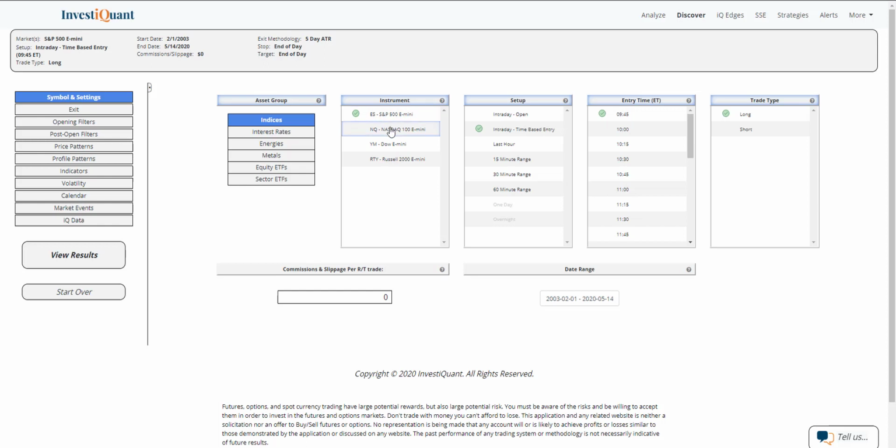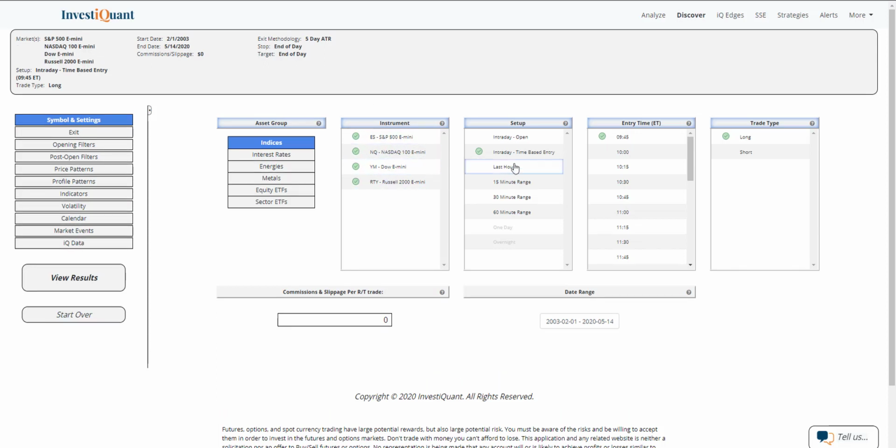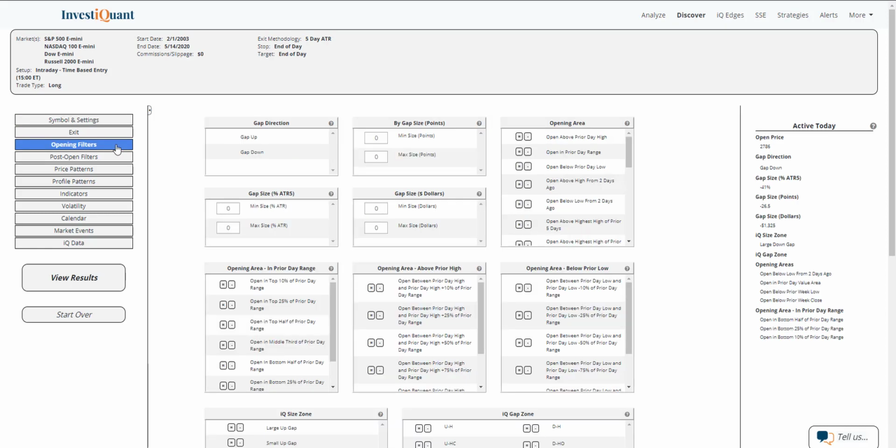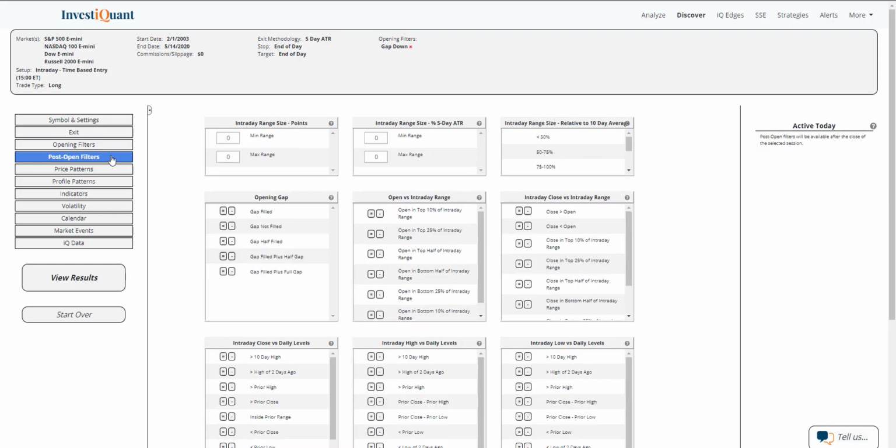So I will set this up in all four instruments. We'll use an intraday time-based entry of 3 p.m. and an exit at 4:15 p.m. Eastern Time. The opening filter I'm going to use is gapping down, and then I'm going to build out this price action like we're seeing, where we have gap down, we've made a lower low, we have filled the gap, and we are trading in the top half of the intraday range.